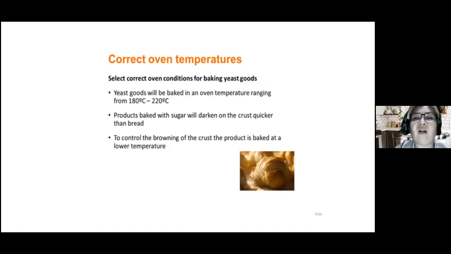Products baked with sugar will darken on the crust quicker than bread. And to control the browning of the crust, the product is baked at a lower temperature. So, kahit mahina, at least hindi siya ganun madaling maluto at hindi siya masusunog. Pero importante na steady heat, or it has reached the required temperature before we place it in the oven.